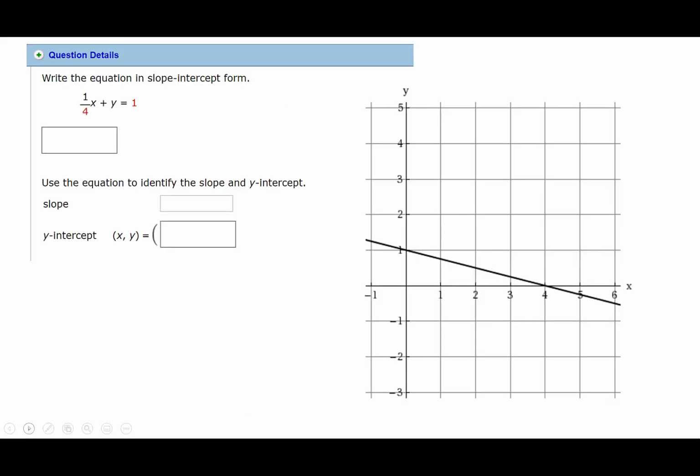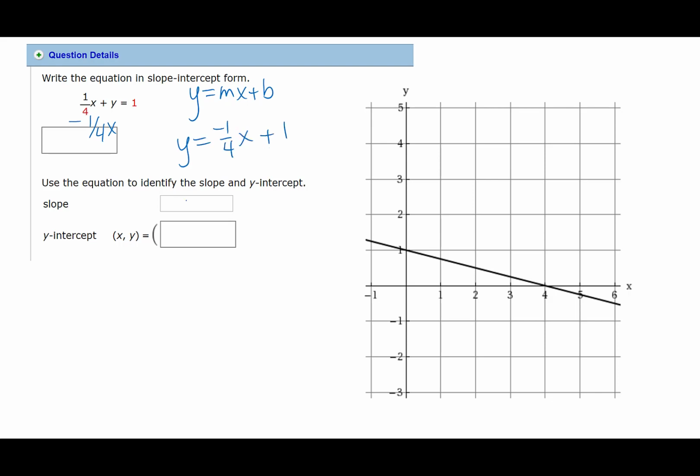Okay, this question says write the equation in slope-intercept form, which is something we did just a minute ago. Slope-intercept form is y equals mx plus b. This one there's just one step to do. We'll subtract the 1/4 x from both sides. That would be y equals negative 1/4 x plus 1.